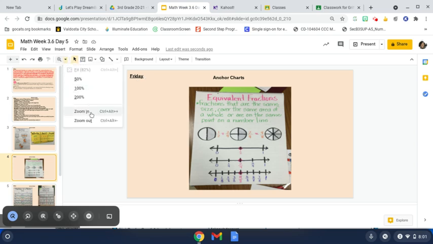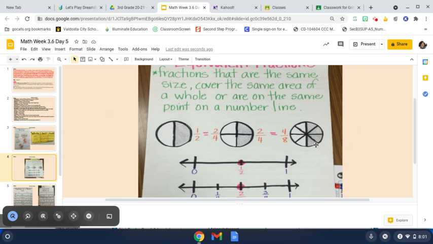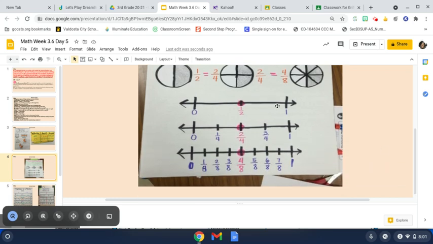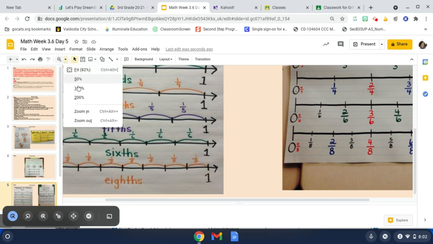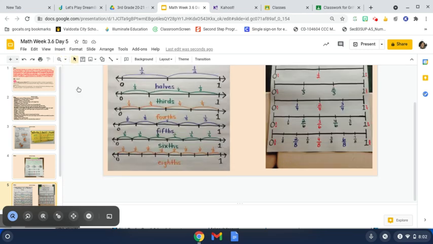So you can see here, 1/2 is equal to 2/4, which is equal to 4/8 in the fraction models. And you can see that on the number lines as well. 1/2 equals 2/4, which also equals 4/8. Okay, make sure you understand what fractions look like on a number line.